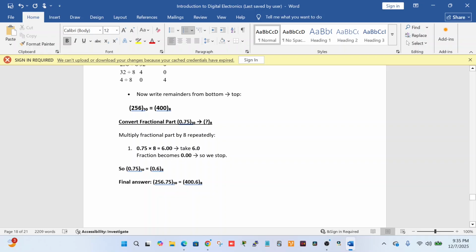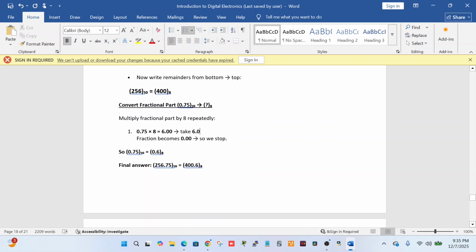Take this 6. This is your integer part, and this is your decimal part. The fraction becomes 0.00, so you have to stop. Until it becomes 0, continue; otherwise the same numbers will keep repeating, so we need to stop. I will explain this in the next example.